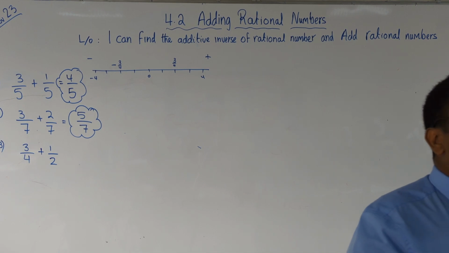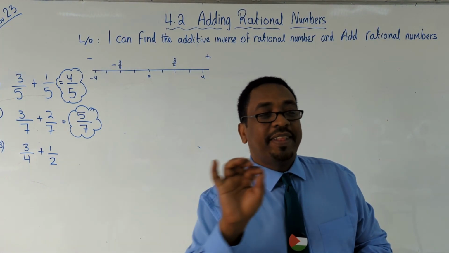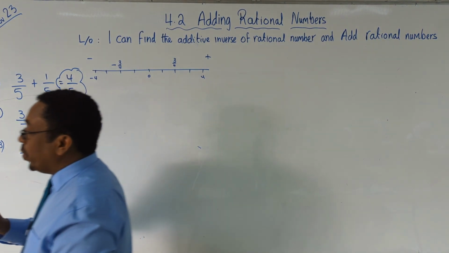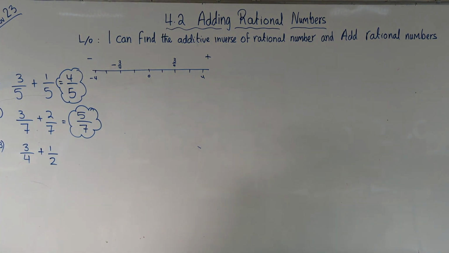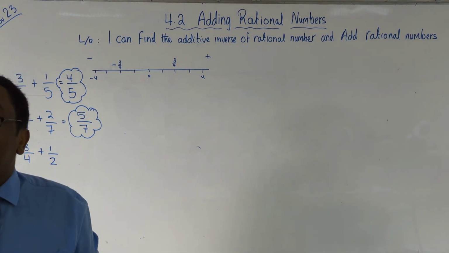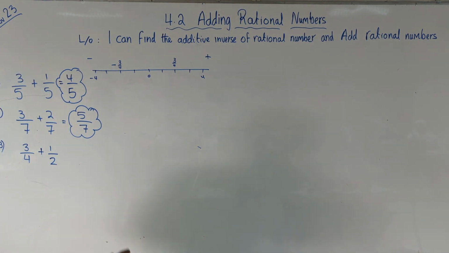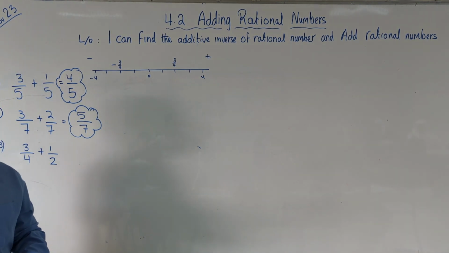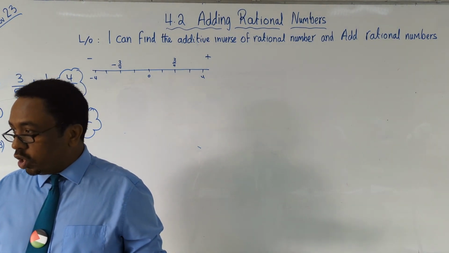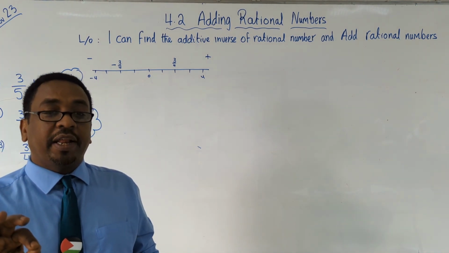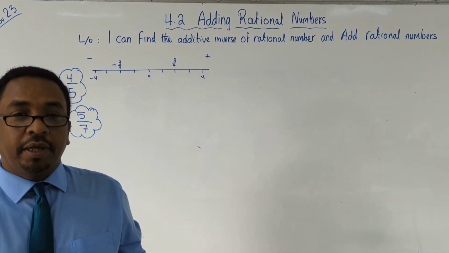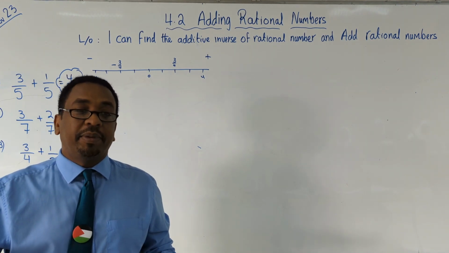We have to make the denominators the same. We cannot add fractions if the denominators are different. So what we have to do is find the LCM, or the lowest common multiple. In other words, the number that they share in terms of times tables. LCM is the number in the times table that they share.